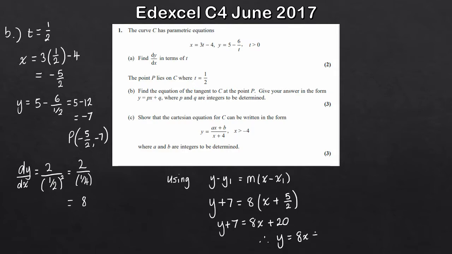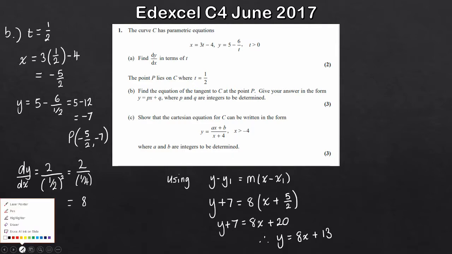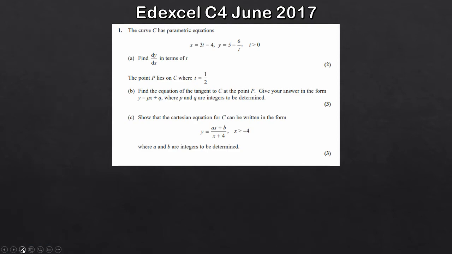20 minus 7, we get 13 there. Happy days. Y equals ax plus 13 there. And then finally for part C here, again another quite common exam style question. Can we show that the Cartesian equation for C can be given in this form here?